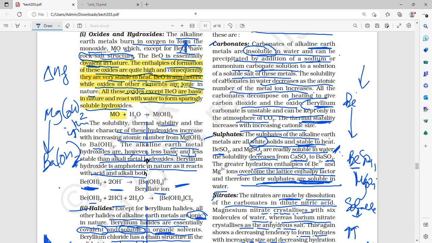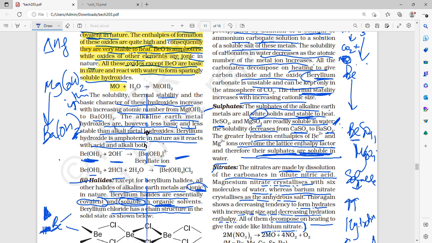The solubility of carbonates in water decreases as the atomic number of the metal ion increases. So as we go down the group, the solubility will decrease. All the carbonates decompose on heating to give carbon dioxide and oxide. All the carbonates, that is MCO3, decompose to give carbon dioxide and oxide, MO. Beryllium carbonate is unstable and it can be kept only in the atmosphere of carbon dioxide.